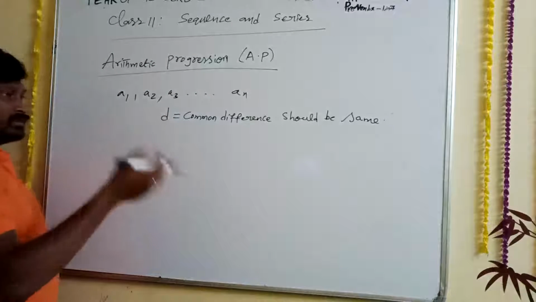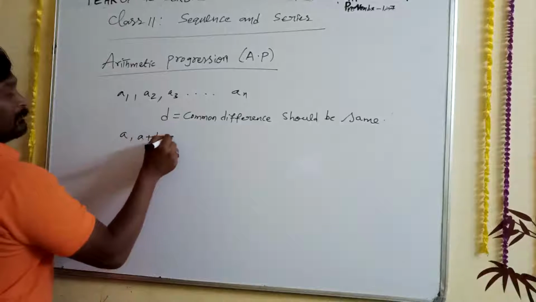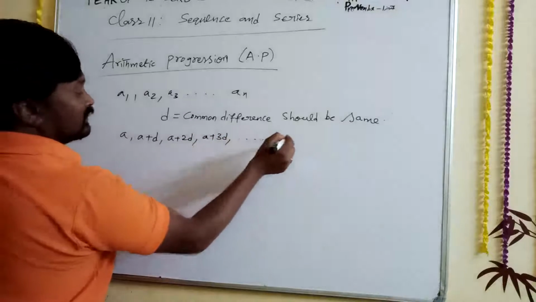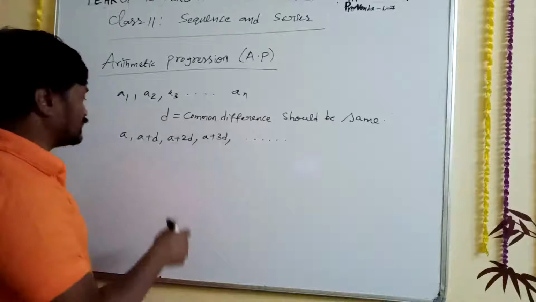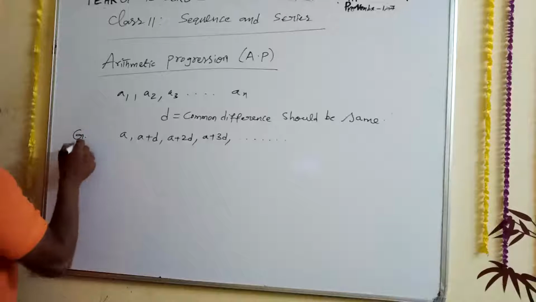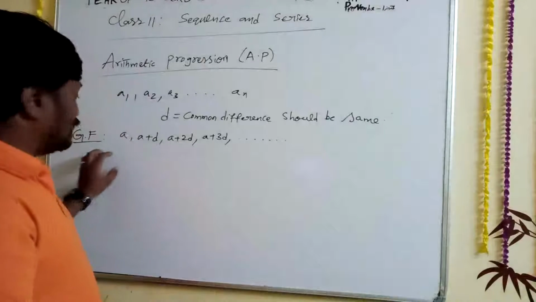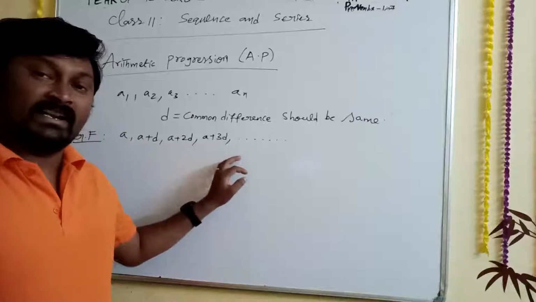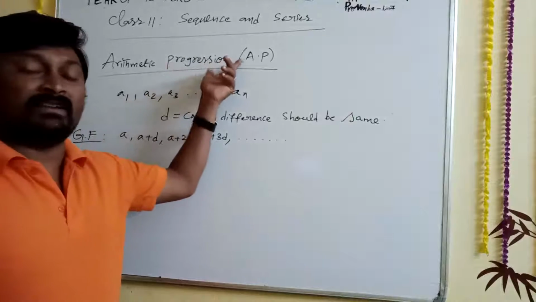So how does it go? A, A plus D, A plus 2D, A plus 3D, and so on. Such a sequence we can call an arithmetic progression. This is the general form, GF. General form means A, A plus D, A plus 2D, A plus 3D, and so on. It is called the general form of arithmetic progression.